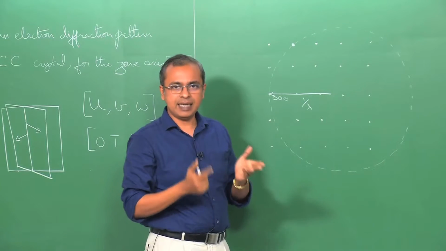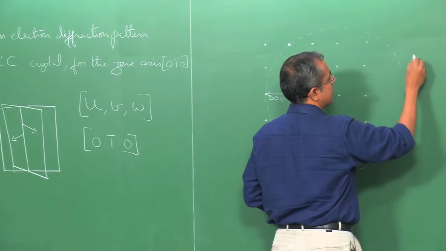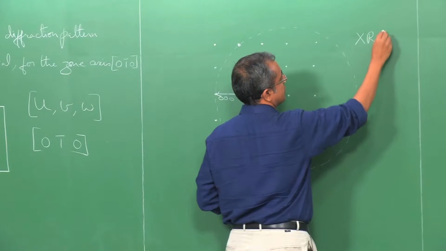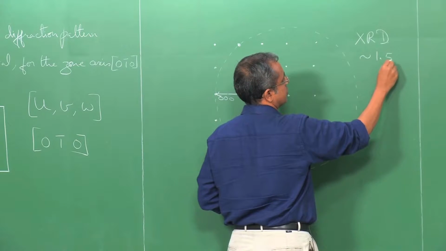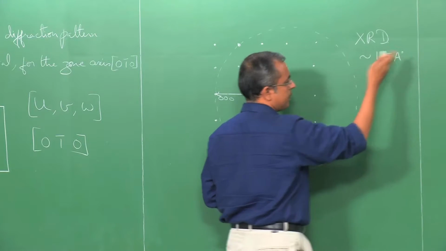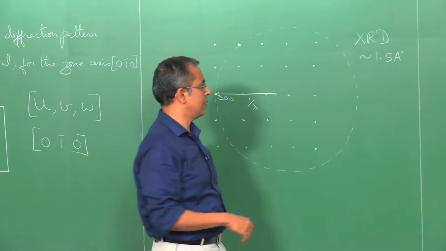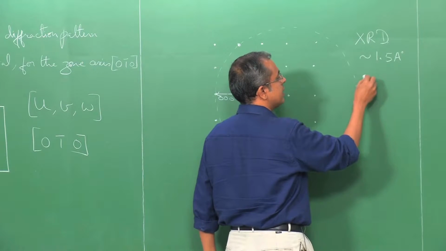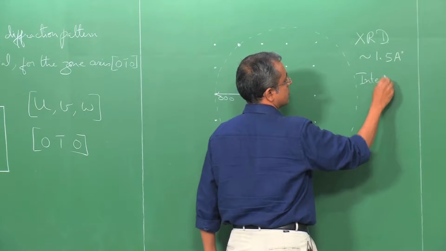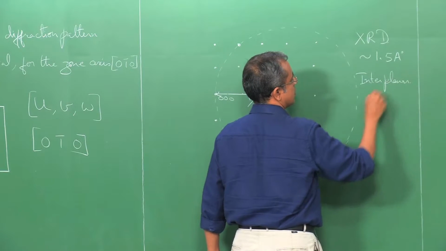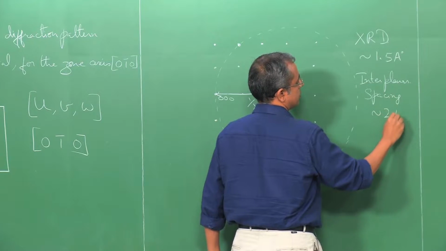Normally, for example, in XRD, X-ray diffraction, you will have wavelengths of the order of, say, 1.5 angstroms. So, copper K alpha is roughly in this dimension, this kind of quantity. The interplanar spacing is also of the order of 2 angstroms, approximately 2 angstroms.